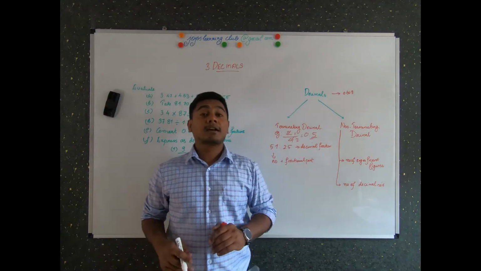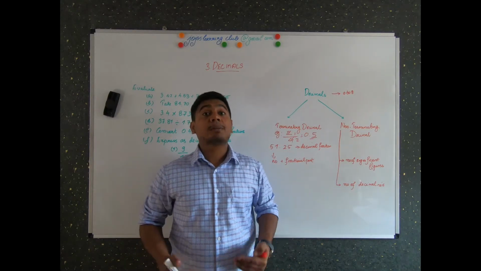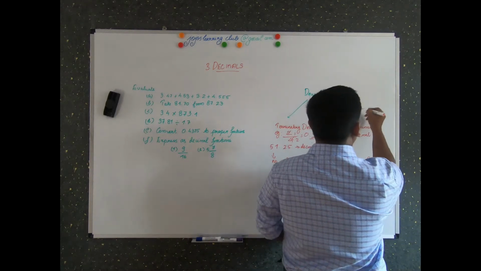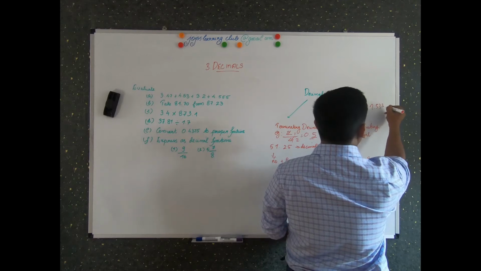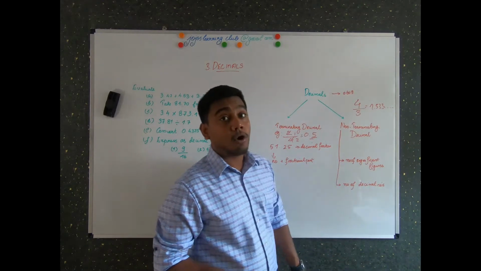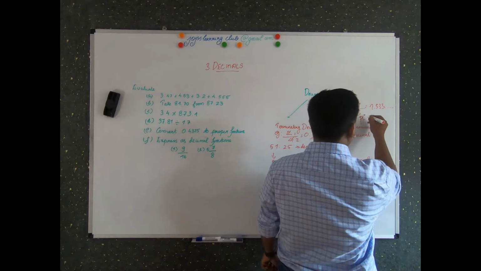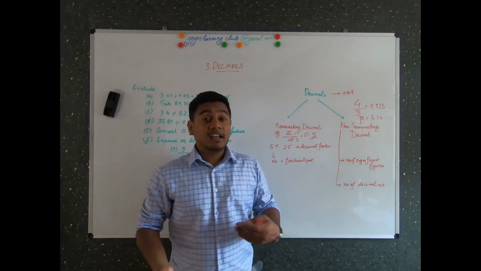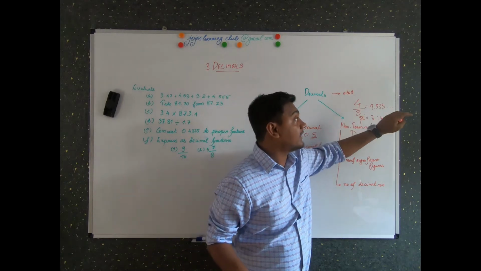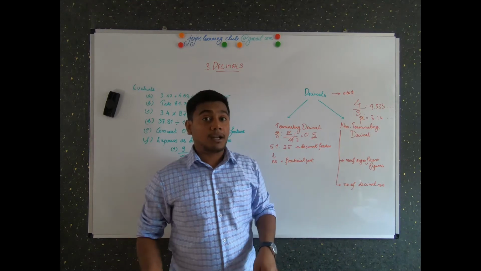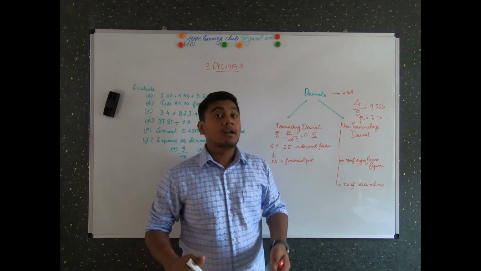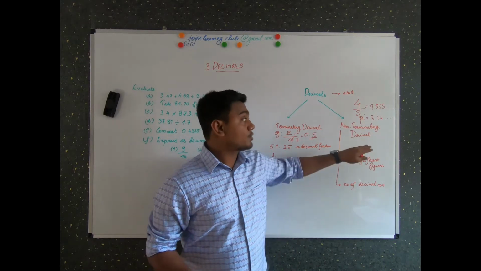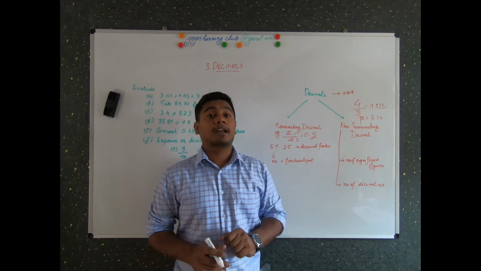Now let's take an example of a non-terminating decimal. A non-terminating decimal is a decimal in which numbers cannot be exactly represented. For example, let's take 4 by 3. You can see that it is 1.333333, it goes on, or the value of pi, 3.14, it goes on. So they are recurring, or non-terminating, because after the decimal point the calculation goes on and doesn't terminate. These are examples of non-terminating decimals.